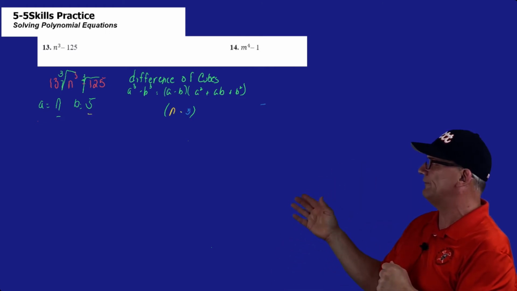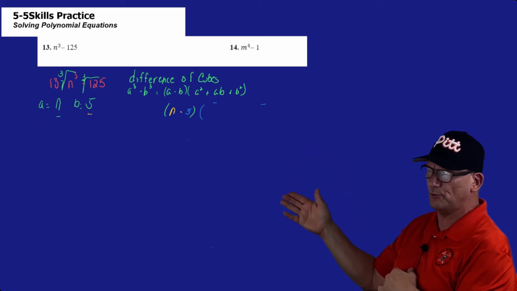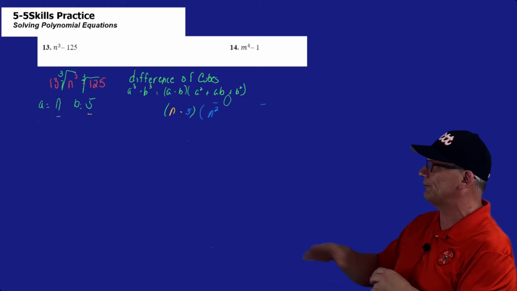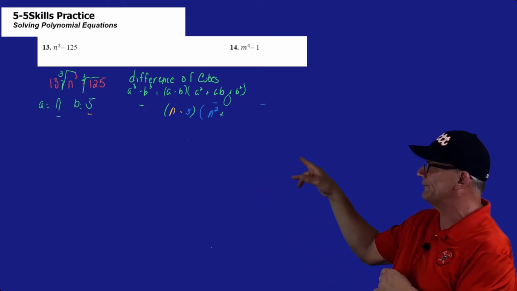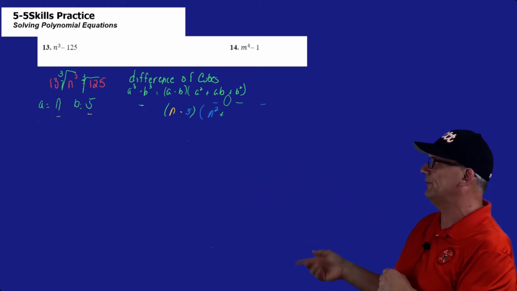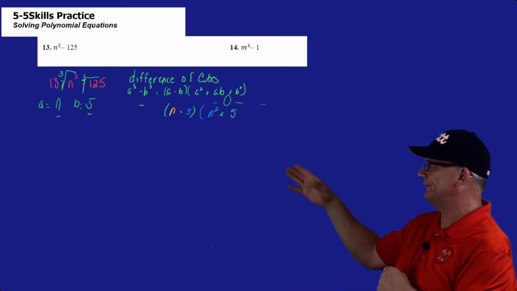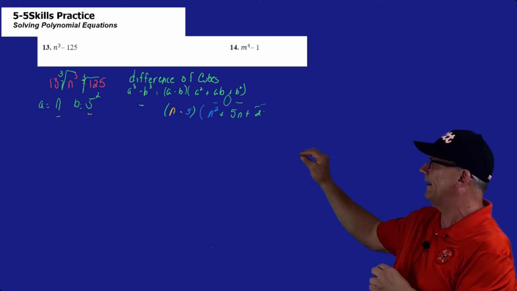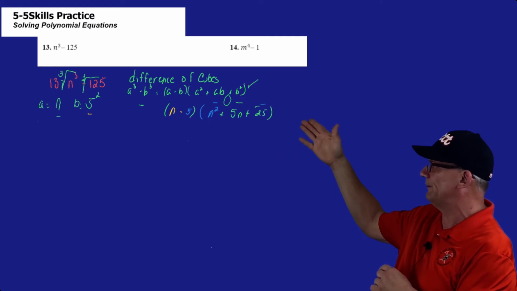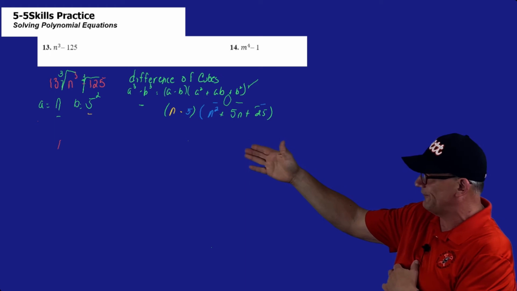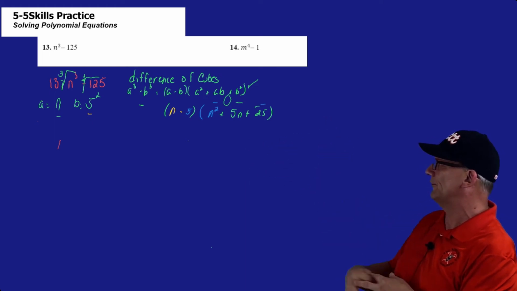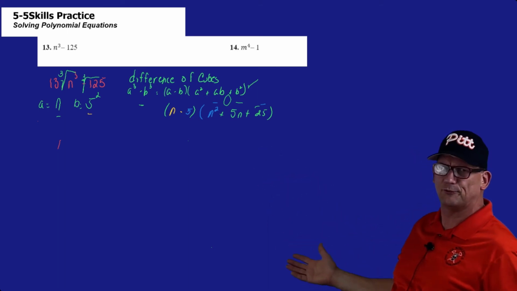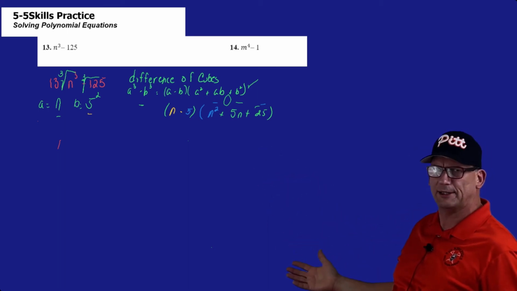And then you're going to have A squared, in this case that would be n squared. You're going to use the opposite sign of what the problem is, and the problem is a minus sign, so your first sign is going to be addition. So it's going to be n squared plus, you're going to use the opposite sign like I said, then it's going to be 5n, and then the last one is going to be the B squared, right? B is 5, 5 squared is 25. So there you go. It's a formula that if you can remember, there's really nothing to writing out the factors.